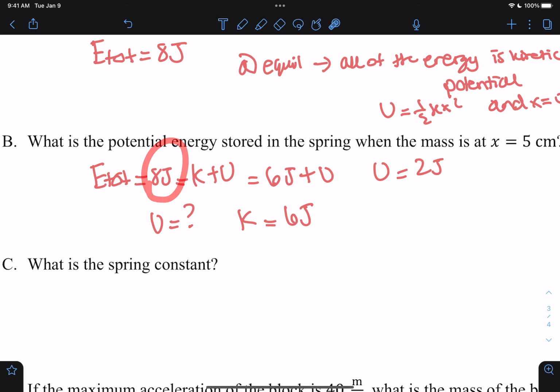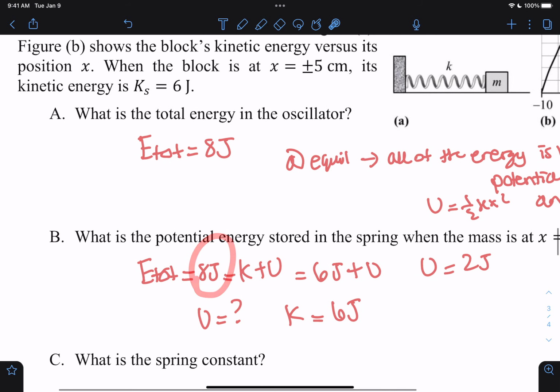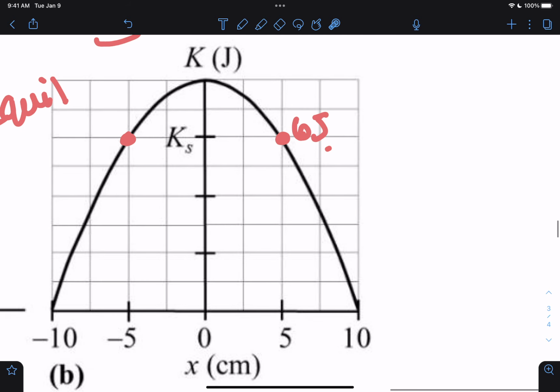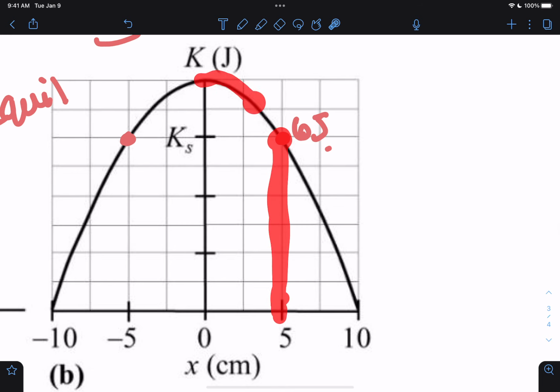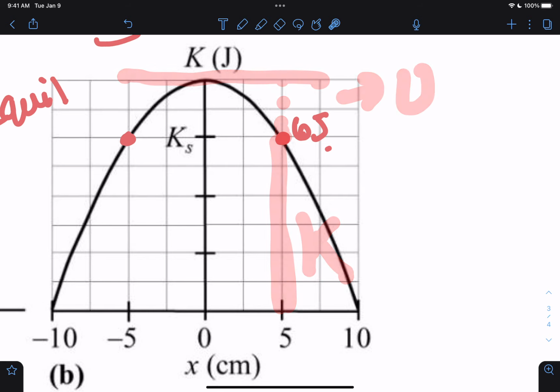If the total energy is 8 joules at that equilibrium position, it's made up of only kinetic. But what if it's at 5 centimeters here? Then I'm no longer all kinetic. I'm only a little bit kinetic, so this will be the amount of kinetic that you have, and then this little difference between the total and the graph would be my spring potential energy.